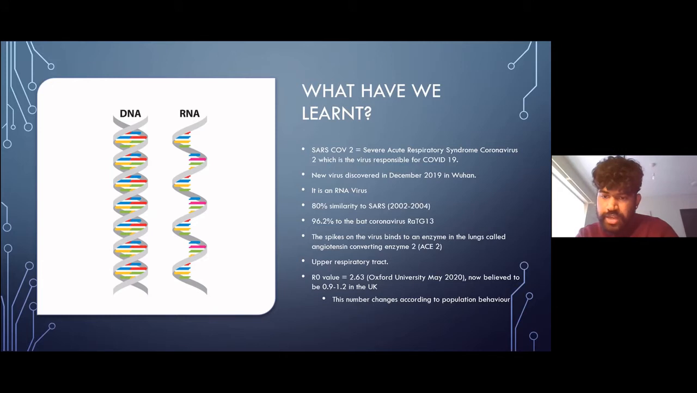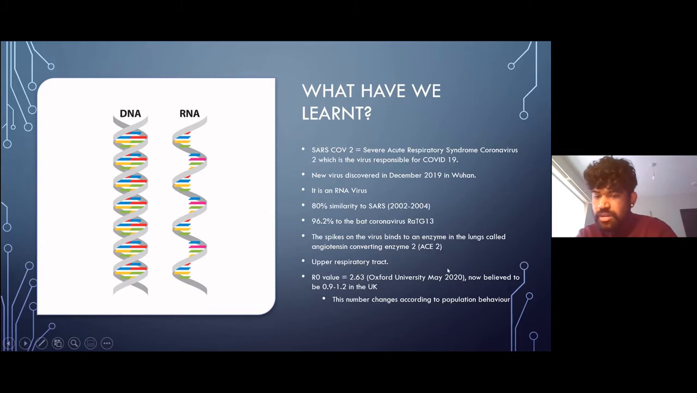So what else do we know? We know that the spikes on the virus bind to the human enzyme called angiotensin converting enzyme 2, which is usually found in the lungs and some other organs. The viral load, which is the amount of virus particles present, is usually found in the upper respiratory tract. We also know that it's got an R0 value of 2.63. The R0 value tells you how many people are likely to be infected from one infected person. So if there's one person that's already infected, they can infect around about 3 people.